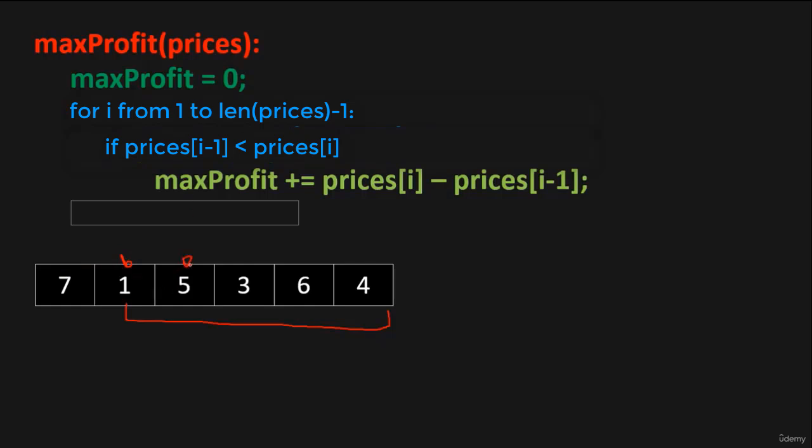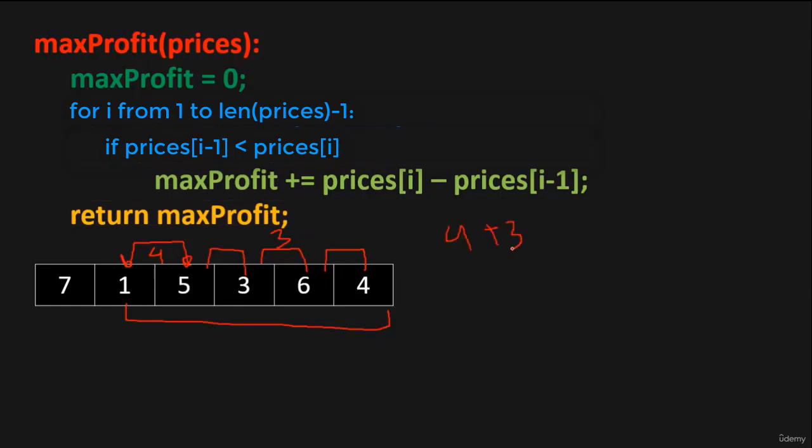Then we have 5, and here we will have a profit, and that is 5 minus 1, which is 4. Then we have 3 and 5, and this if condition is false. Then 3 and 6, here we will have a profit of 3. Then we have 6 and 4, and this if condition is false, so we're done with this for loop. At the end we'll return max profit. Max profit equals 4 plus 3 equals 7. So at the end we'll return 7, and this is my solution to this problem.